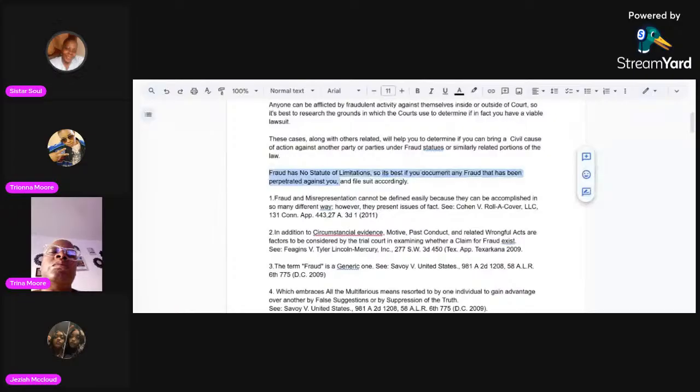They've created these bonded trusts and they've monopolized and securitized these things. So you can definitely go back on them, because why? It was fraud, and fraud has no statute of limitation. So it's best if you document any fraud that has been perpetrated against you and file the suit accordingly. Fraud and misrepresentation cannot be defined easily because they can be accomplished in so many different ways. However, they present issues of fact.